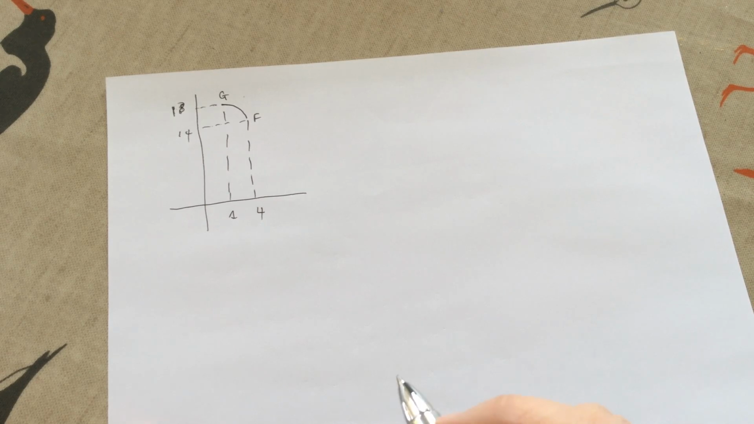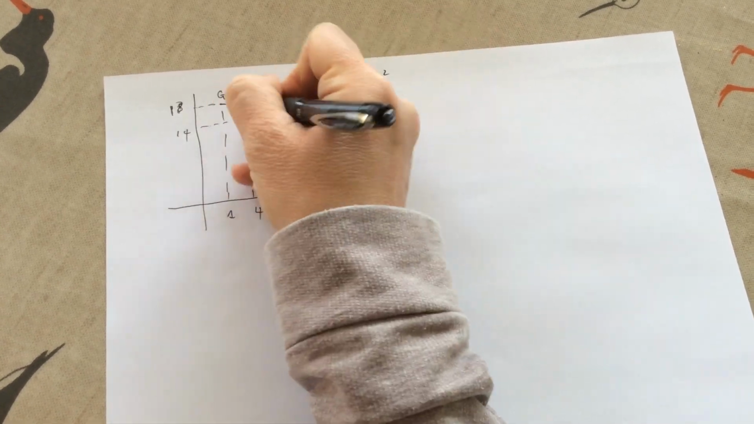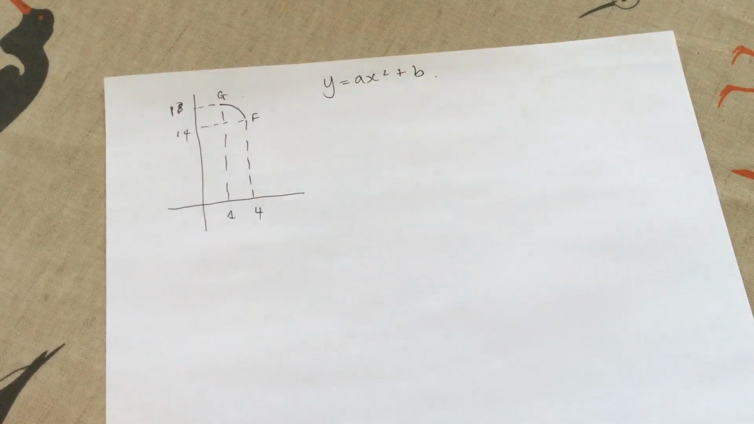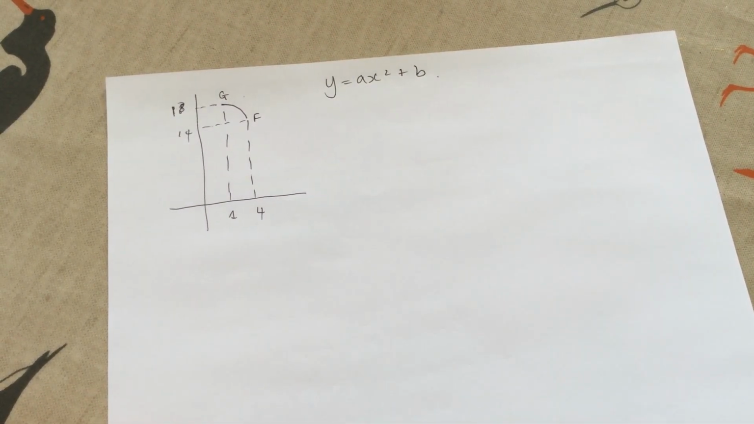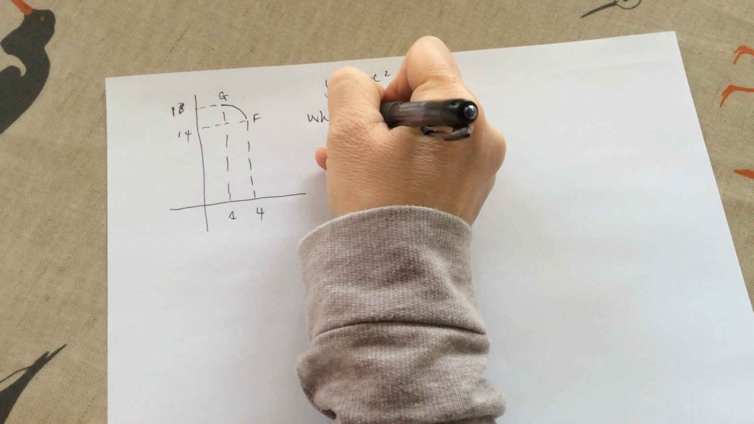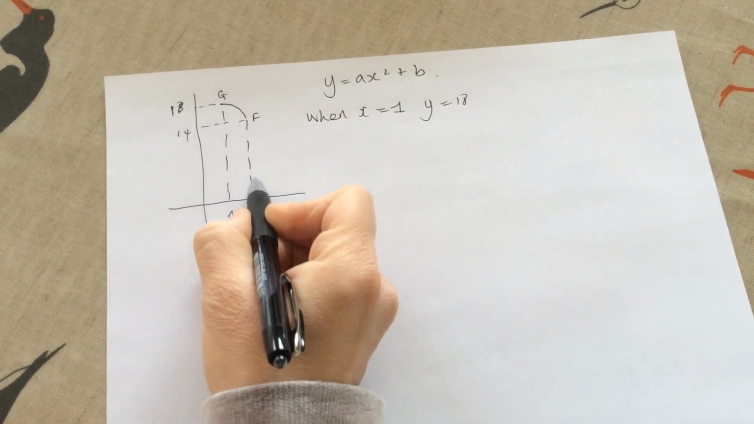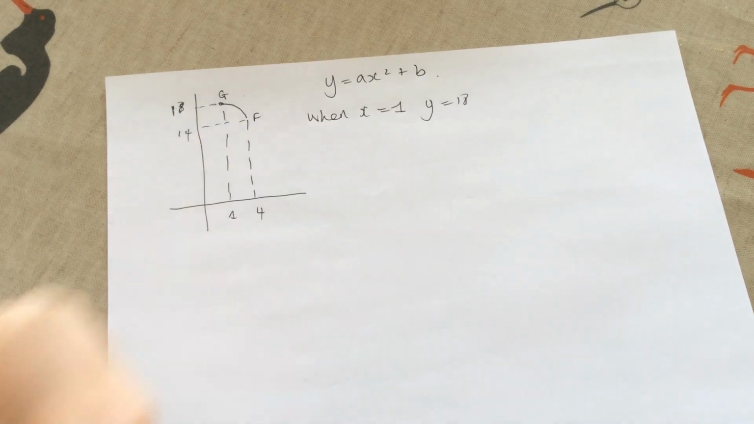So the first thing is that I'm told the curved bit of my wine bottle is going to be modelled with an equation like this, y equals ax squared plus b. And I'm asked to find a and b. And I know that when x is 1, y is 18, because I've worked out this coordinate right here.